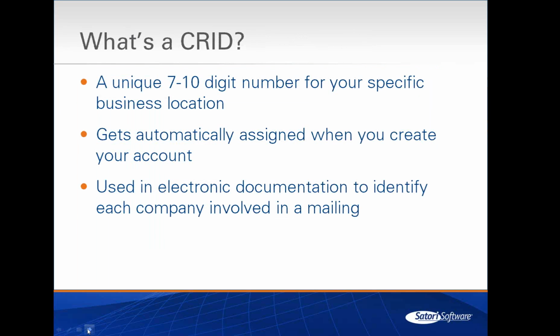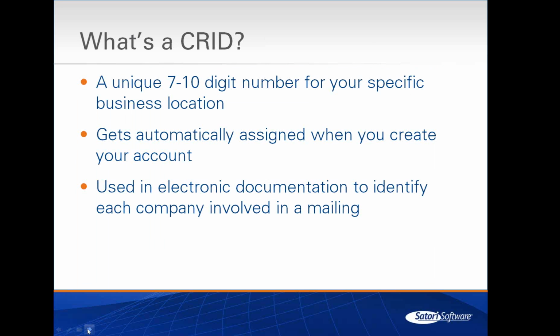So now let's talk a little bit about some numbers that you're going to need in order to complete your electronic documentation. The two that you're going to be most concerned about are your mailer ID and your CRID. So let's talk a little bit about the CRID. The CRID is also called your Customer Registration ID, and it's usually between 7 and 10 digits. It can also be up to 15 characters depending on when you created that CRID.